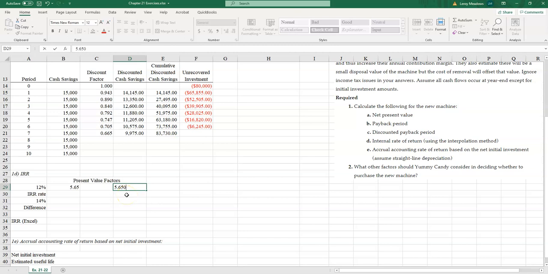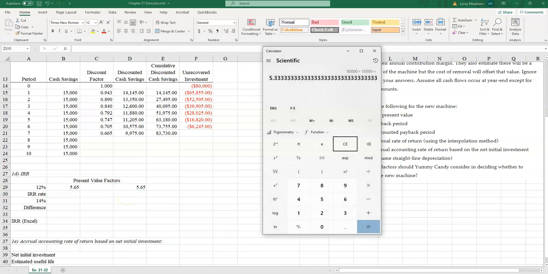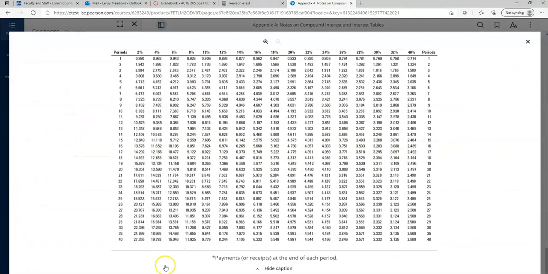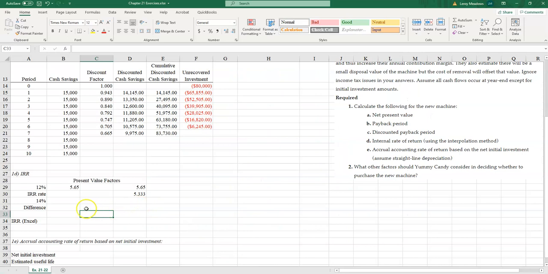Now my internal rate of return, I know that I just calculated is 5.33%. So now let's go and figure out the discount factor or the annuity factor of 14% over 10 years. And that's 5.216. So I'm going to go ahead and put that over here.